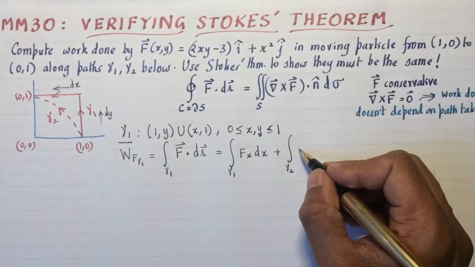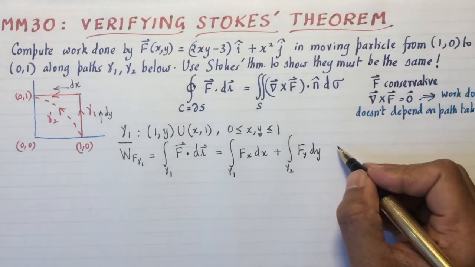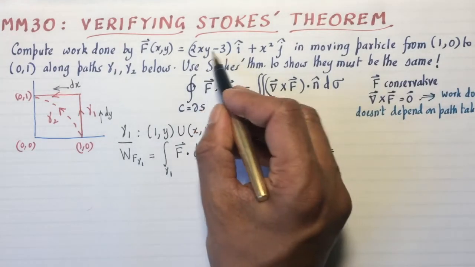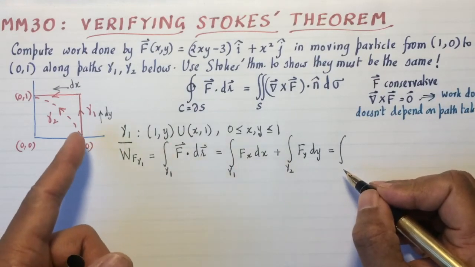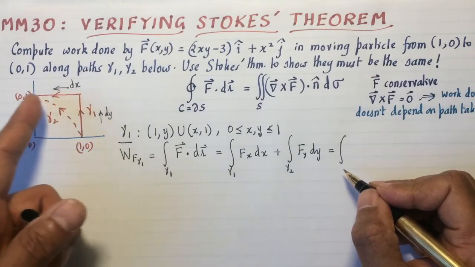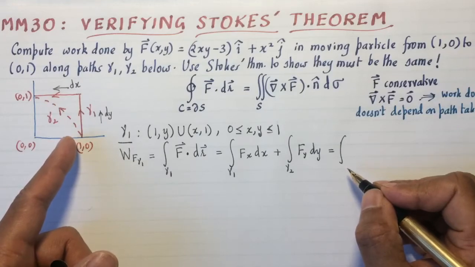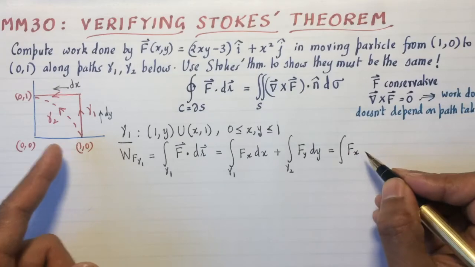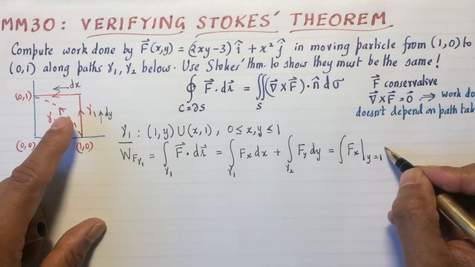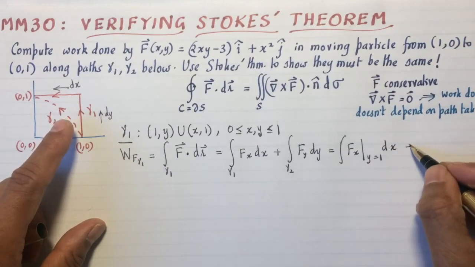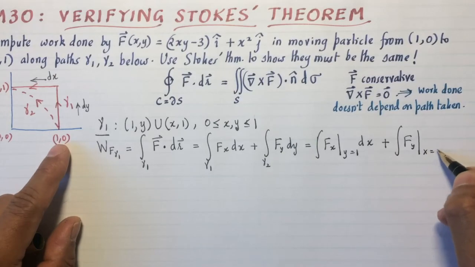It's a 2D example. So we have that. Now all we've got to do is integrate this. Fx is that. But remember, if you're going to do this dx integral, the y value is fixed. So the integral of, I'll write this as Fx at the value y equals 1 times dx, plus the integral of Fy at the value x equals 1 dy.